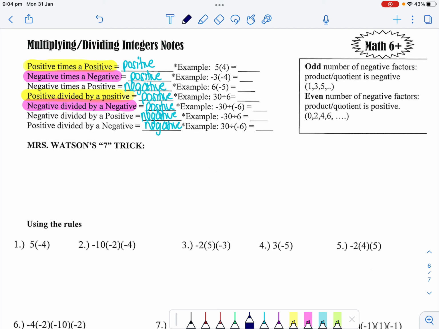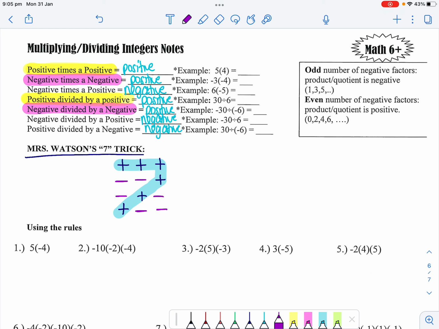And then down here, it says Mrs. Watson's sevens trick. So what I do is I draw a 7 out of plus signs. So it's 3 straight across. You come 1 down and then down the angle. So it looks like a 7. Okay. And then we're going to fill in the remaining spaces with negatives. So you can see the 7 made out of plus signs and then those two little triangles made out of negatives. And that basically reinforces the rules that we show up here.